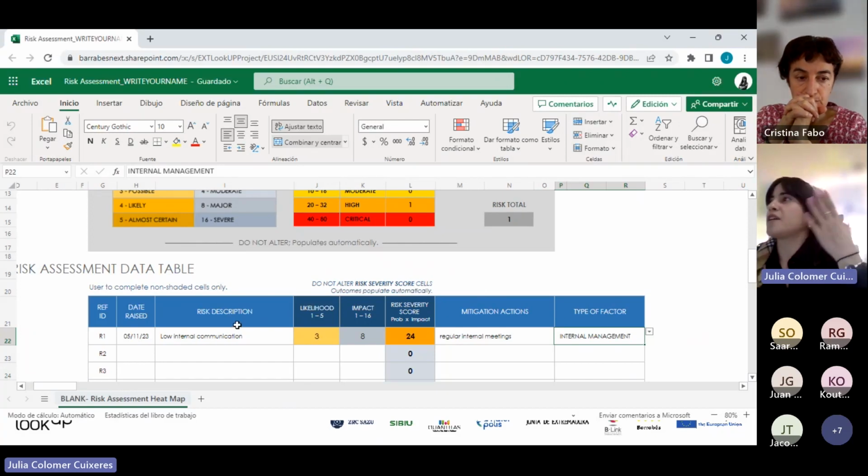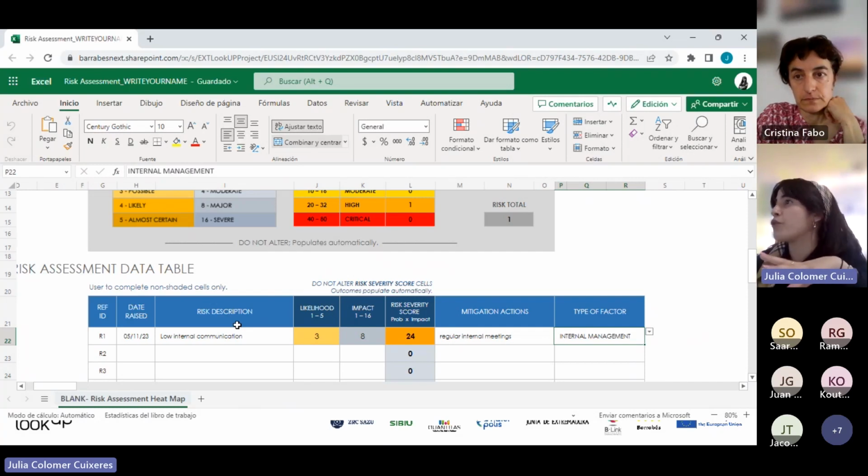So it was just an example because we are talking about the ecosystem and so on, but there are risks that will also be internal to the business organization. So today we realized that we have a risk, which is low internal communication among the team or the departments, for example.